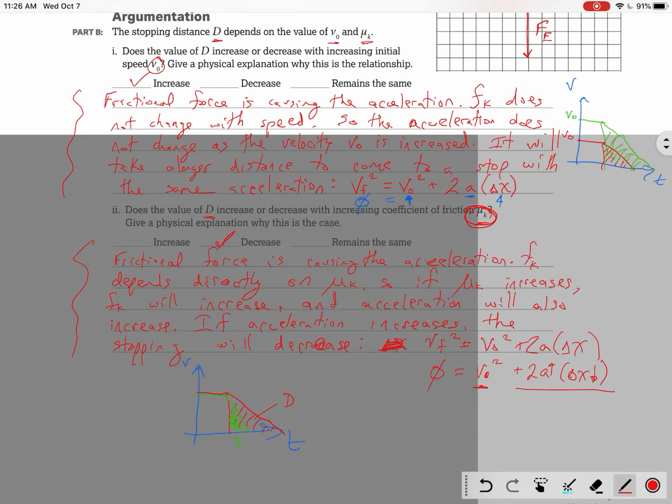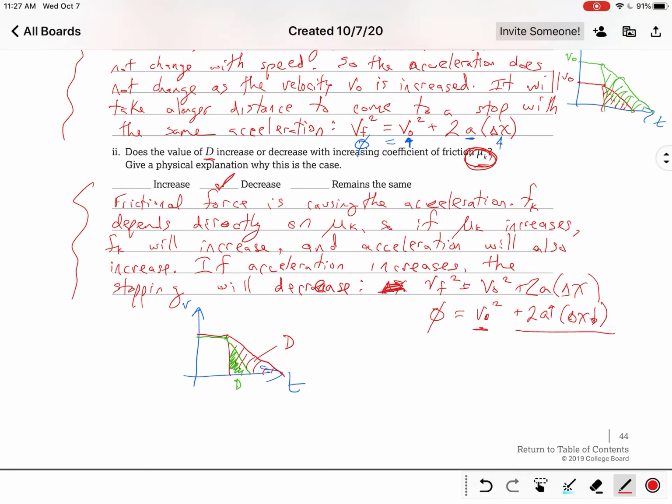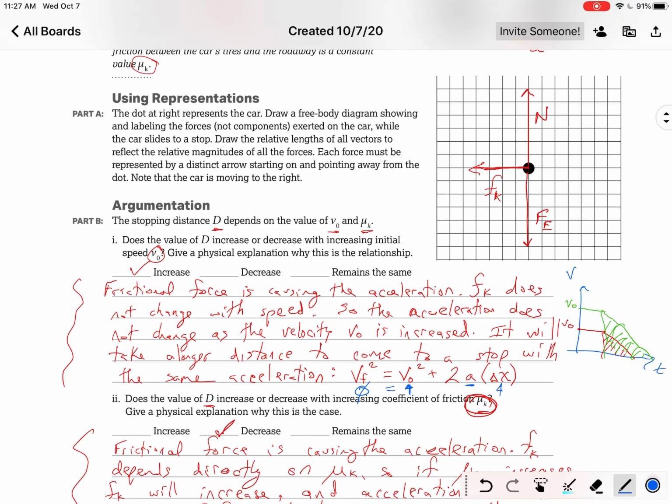All right, now we want to take a look at it from Newton's second law and be sure that we can show the same thing. So derive two equations, one in the y, one in the x, expressing Newton's second law using the symbols that are given and physical constants that are appropriate. Okay, we're going to explain. They want you to explain what you're doing in each line, but again, I'm not necessarily going to write that out. So from our force diagram, the only thing we haven't really done is define coordinate systems. So we'll call that direction x, positive to the right, and positive y is up.